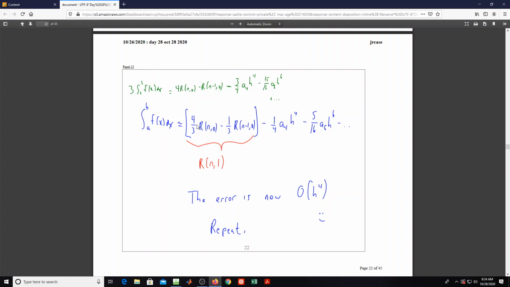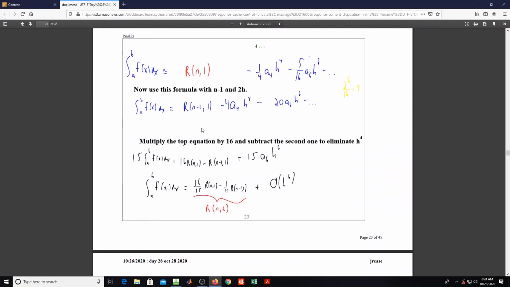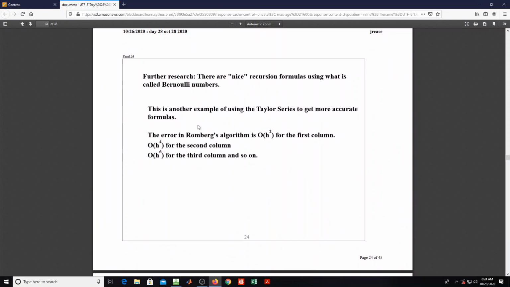But it does happen that our error then becomes h to the 4th, O(h^4). And so when you knock off these terms using Taylor series, you get that step up each time. Yeah, and then we could do some algebra and stuff. There is some further research you can do if that's finding the nice recursion formulas using what are called Bernoulli numbers. And again, this is another example of using the Taylor series to get more accurate formulas. Taylor series by itself is not very accurate, but it's a very fruitful formula.